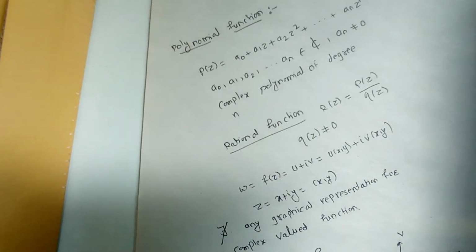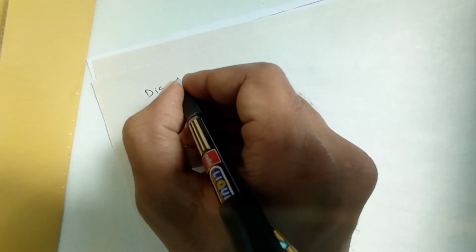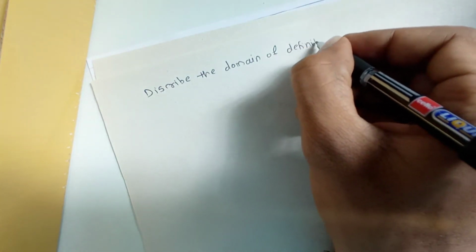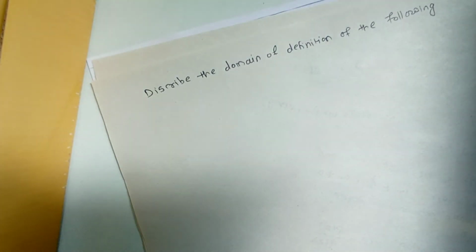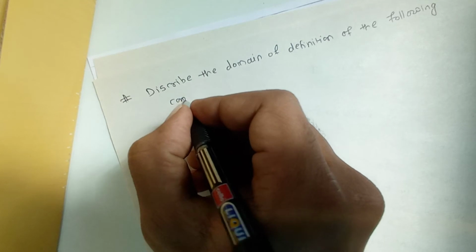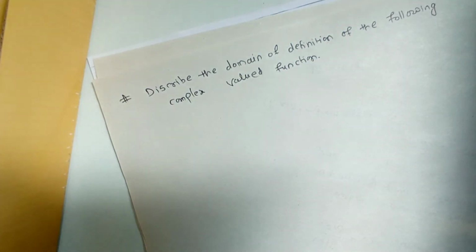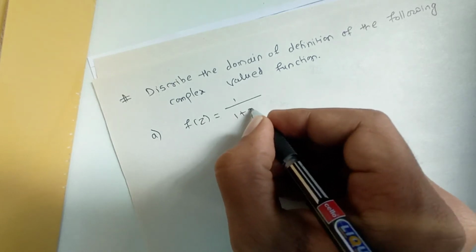Now let us solve some examples. Describe the domain of definition of the following complex valued functions. First, f(z) = 1 divided by (1 + z²).